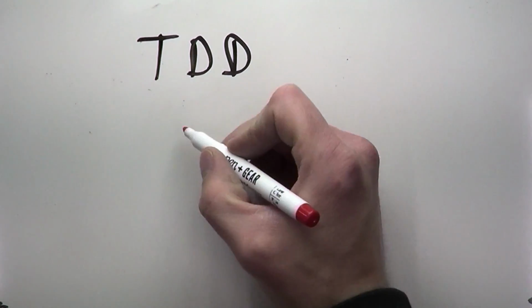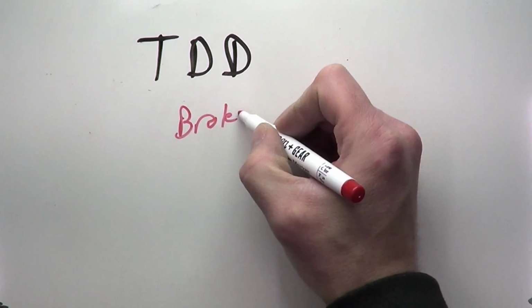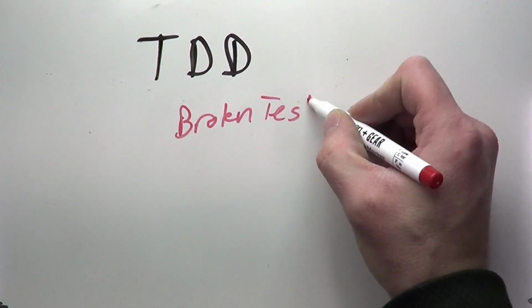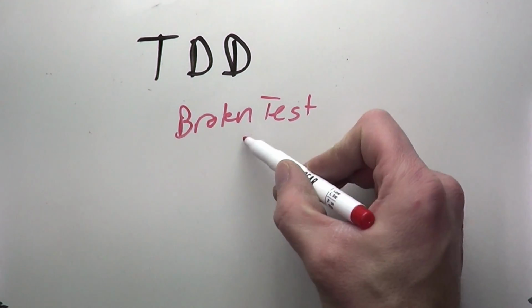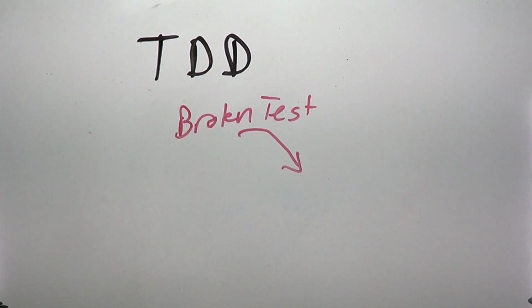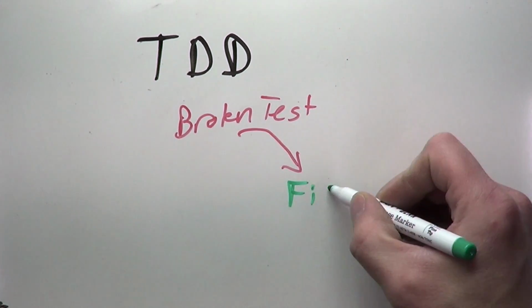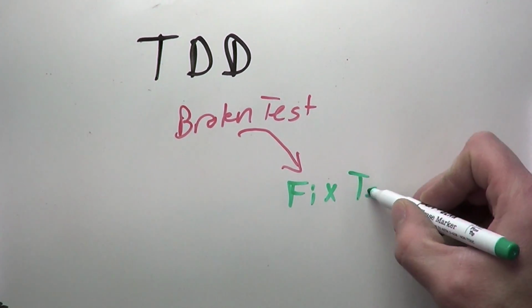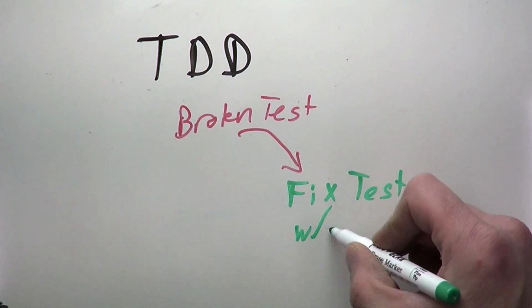Today we're going to talk about test-driven development, or TDD, as it's commonly abbreviated. So the whole idea with test-driven development is you start with a broken test. So you write the test first, that's how it gets its name, and then from the broken test you write just enough code to fix the test, make it pass with code.